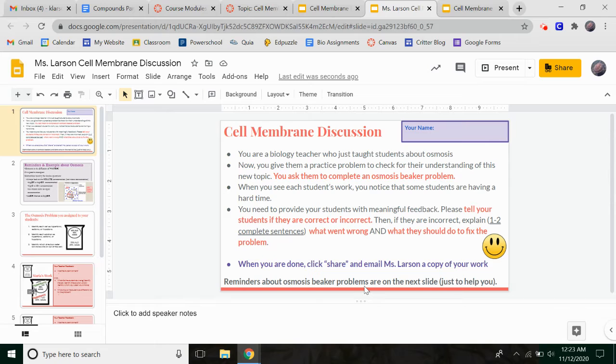You need to provide your students with meaningful feedback. So tell your students if they are correct or incorrect, and then, if they are incorrect, explain in about 1 to 2 sentences what went wrong and what they should do to fix their problem.